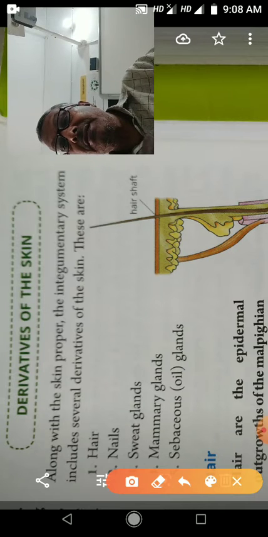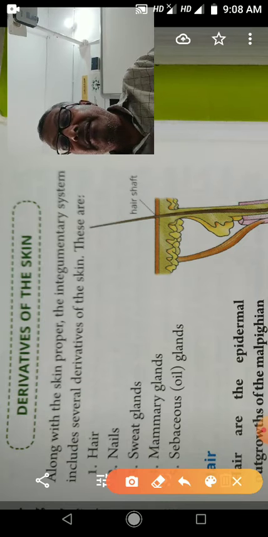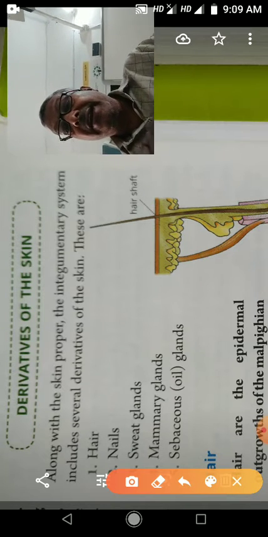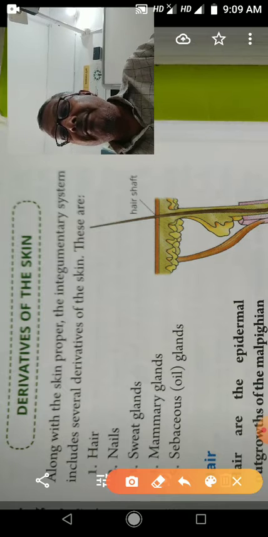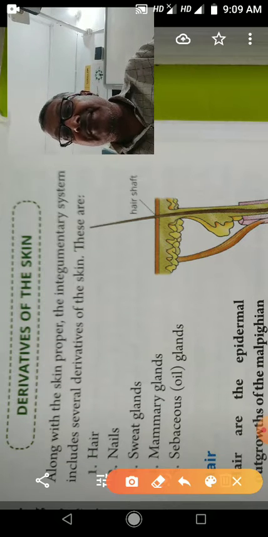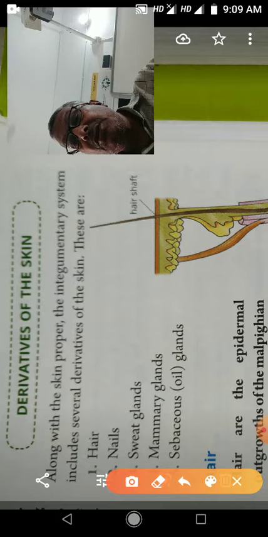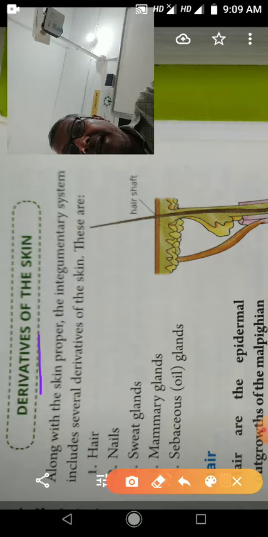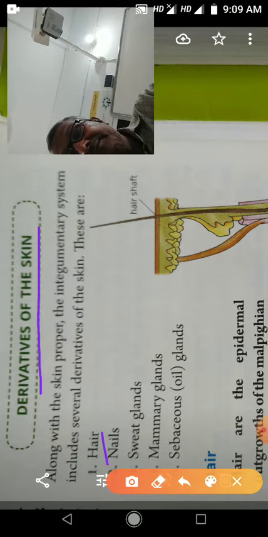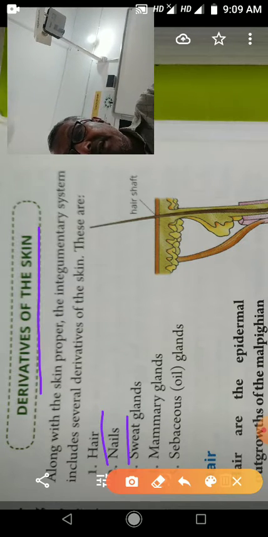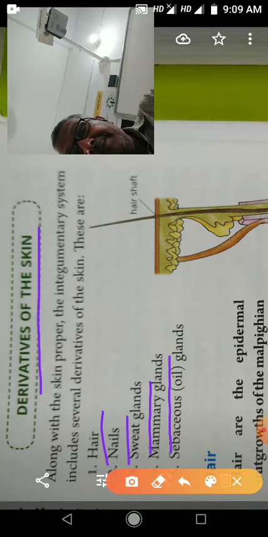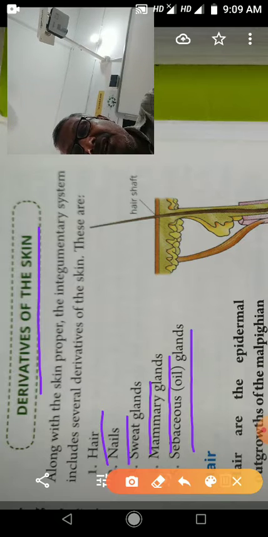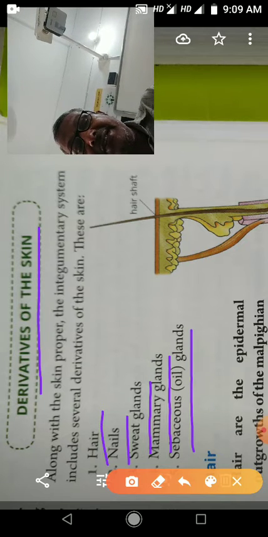Skin has many derivatives, and skin proper and derivatives of the skin form the integumentary system. So you have to learn what are the derivatives of the skin. Derivatives of the skin are: first is hair, second is nail, third sweat glands, fourth mammary glands, and fifth sebaceous glands. So these are the derivatives of the skin.